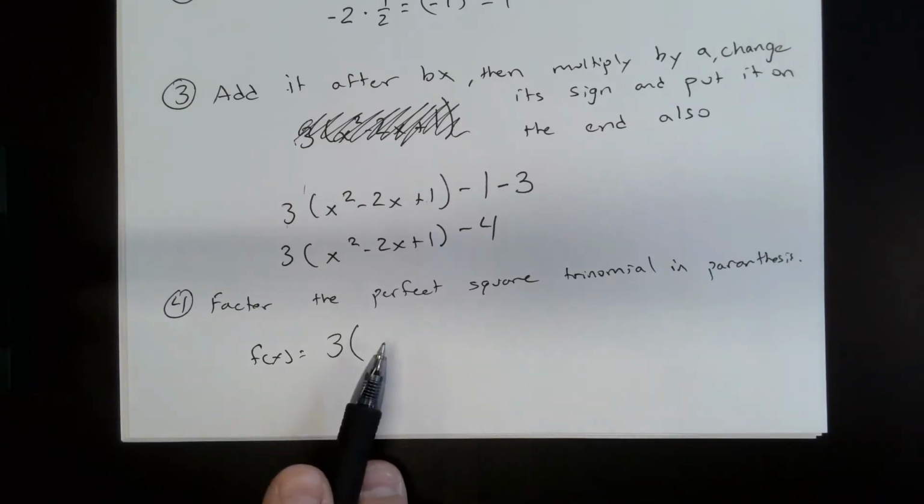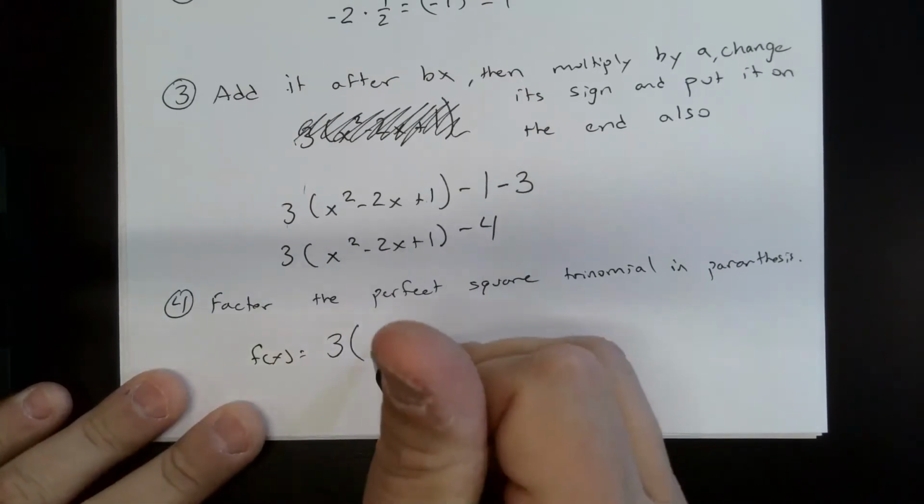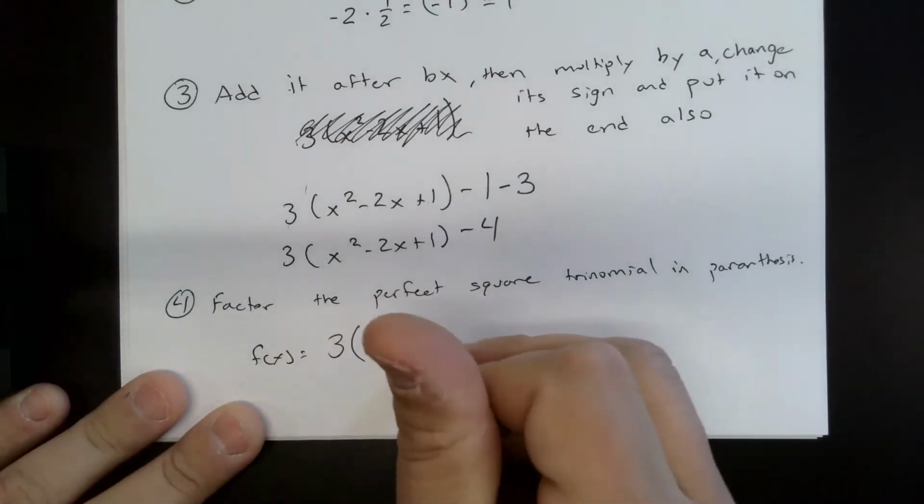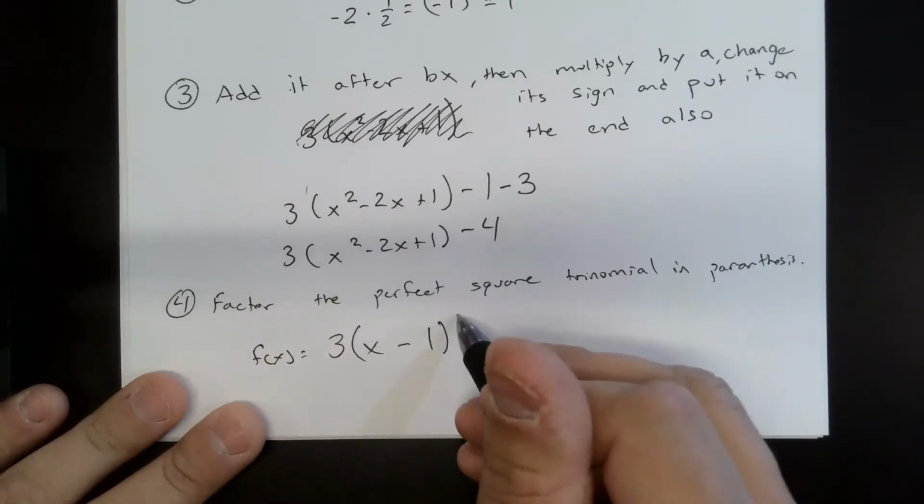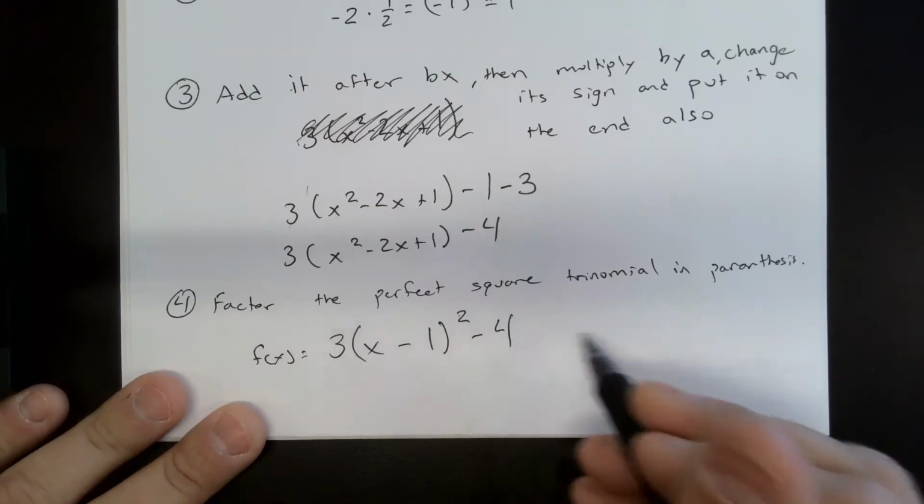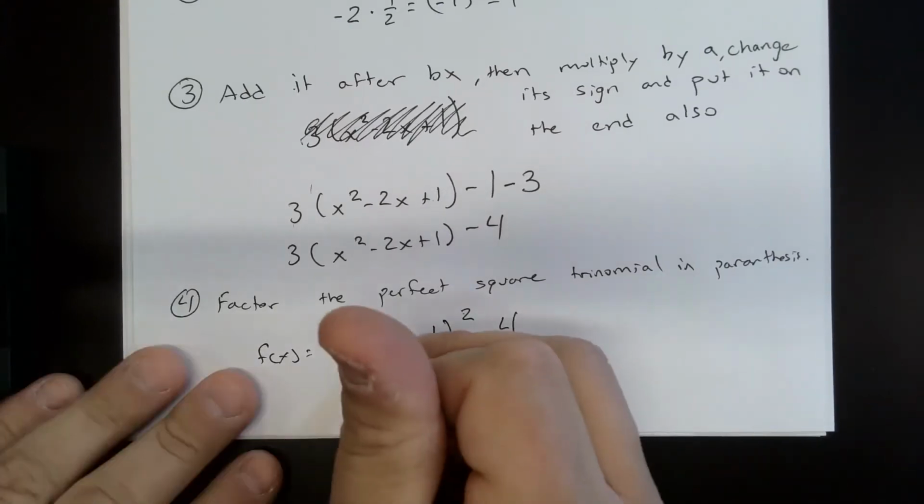So we're going to factor the perfect square trinomial in parentheses. Is x squared perfect? Yep. 1's perfect. We bring down the sign between the ax squared and the bx. We square it, minus 4. So we did that when we completed the square.